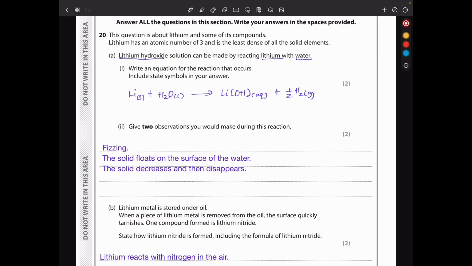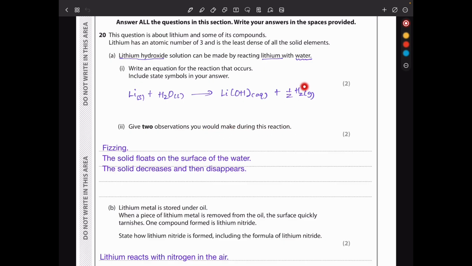So the reaction is going to be, of course, lithium, a solid, plus water, a liquid, giving us lithium hydroxide, which is aqueous, plus hydrogen gas. So balancing it, this is going to be half. Then they say give 2 observations you would make during this reaction.